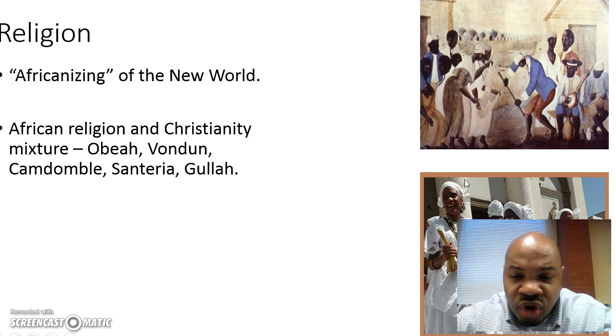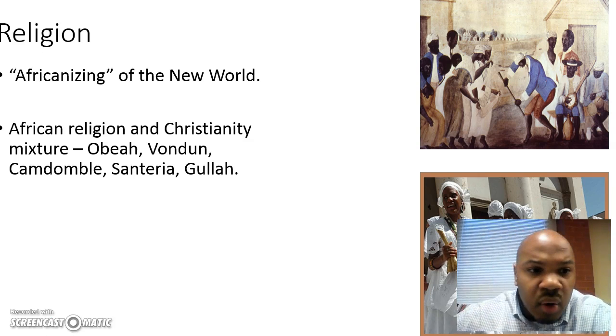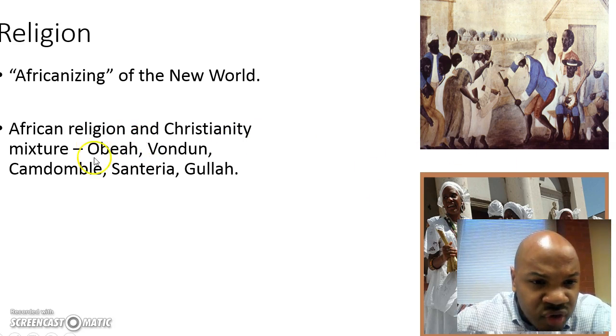This is the Orishas and the African deities inserted into what is called Christianity. Of course, there's Obeah in Jamaica, the Vodun or the Voodoo in Haiti. It's not what they say it is. Candomblé in Brazil, Santeria in Cuba, and the Gullah in the Sea Islands in South Carolina and Georgia.